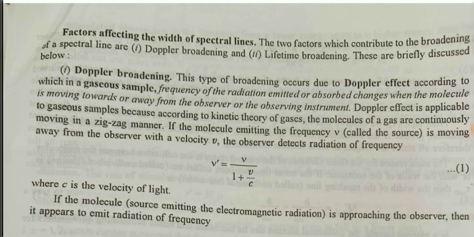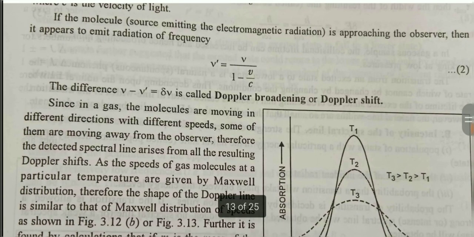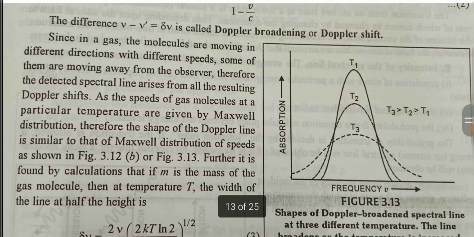If the molecule emitting the frequency ν is moving away from the observer with a velocity v, the observer detects radiation of frequency ν' = ν / (1 + v/c), where c is the velocity of light. If the molecule is approaching the observer, then it appears to emit radiation of frequency ν' = ν / (1 - v/c). The difference ν - ν' = Δν is called Doppler broadening or Doppler shift.